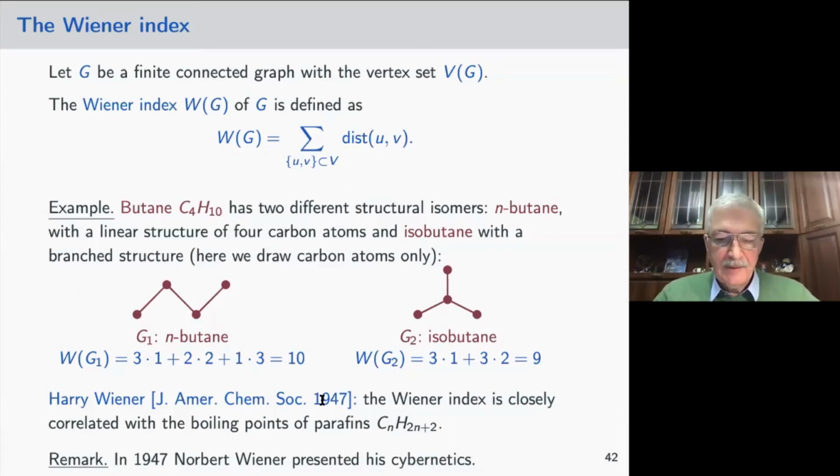And in this paper, Wiener observed that the Wiener index is closely correlated with the boiling point of paraffin, a chemical structure with such a structural formula. I just observed that it was 47, the same year when Norbert Wiener introduced his cybernetics. Okay, so this Wiener index was introduced by Harry Wiener.